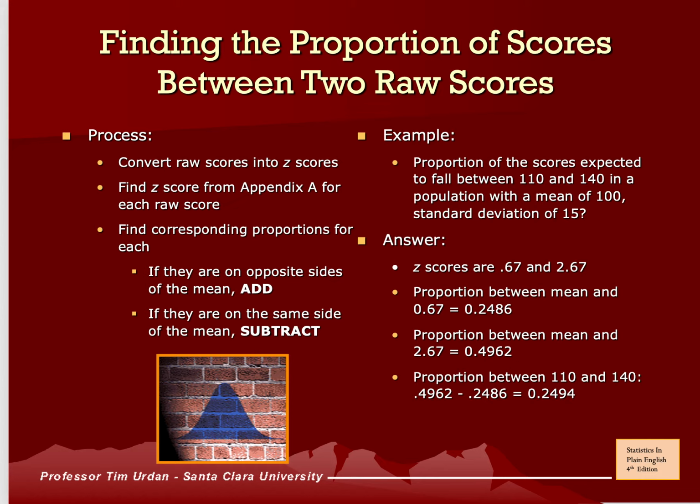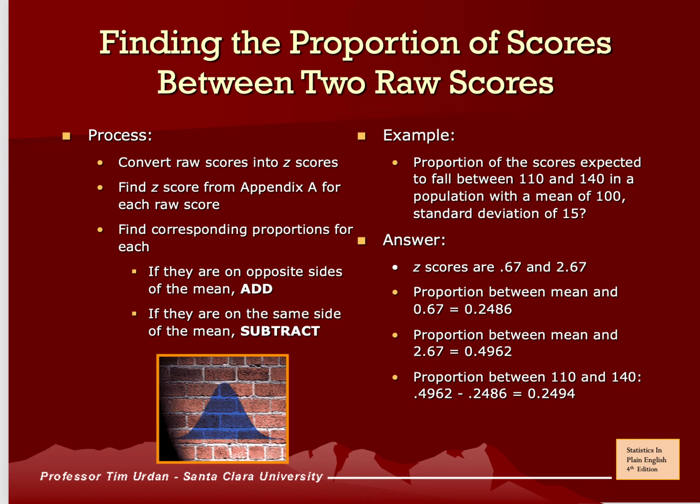If I want to find the proportion of scores between two numbers, so this time I say, what if I score between a 90 and 100? I have to convert both of the numbers that it's between to a z-score. Then I have to go into Appendix A and find the z-score for the raw scores and find the corresponding probability or proportion for each. If they're on the opposite sides of the mean, meaning one's a positive z-score and one's a negative z-score, I'm going to add them together. If they're on the same side, so they're both negative or they're both positive, I'm going to subtract them. And we have the example over here on the right.